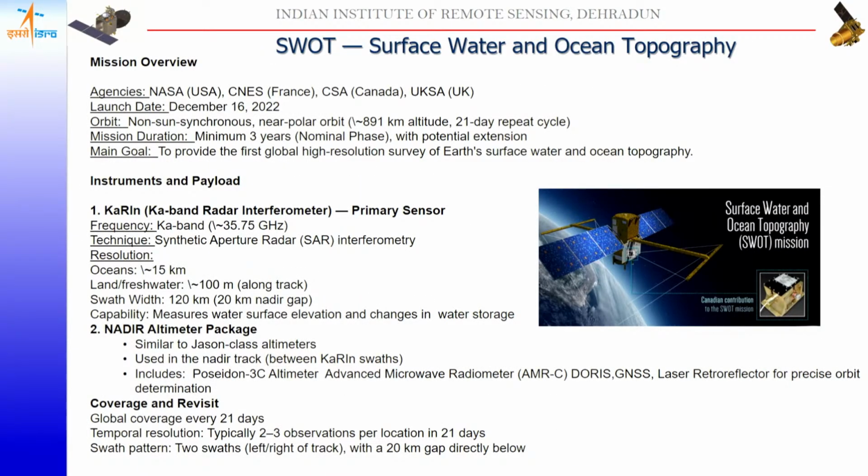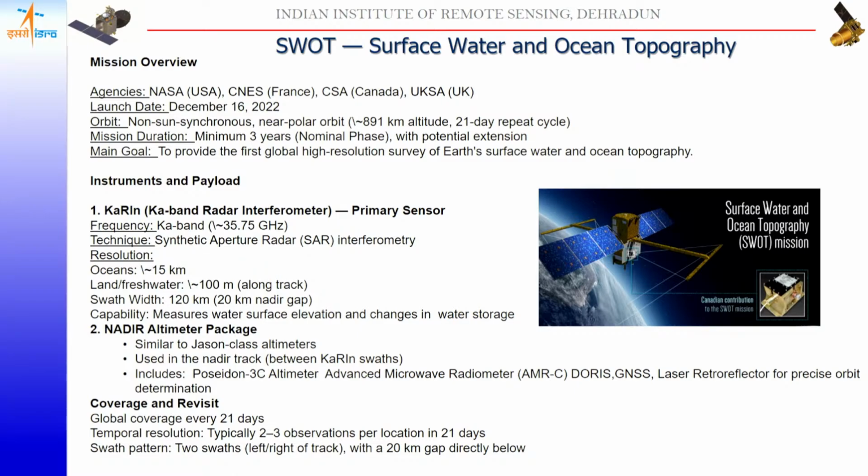Another mission, which is a recent mission, is called the SWOT mission, which is Surface Water and Ocean Topography. It is a Ka band satellite, primarily used for interferometry. It directly gives the surface height, and it also has a nadir altimeter. So it has the capability to measure the surface height of waters, rivers and the oceans also. That is the technology.